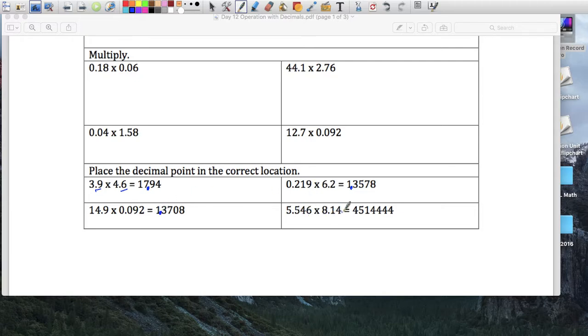1, 2, 3, 4, 5. These 2 numbers being multiplied have 5 decimal places, so I need my answer to have 5 as well. 1, 2, 3, 4, 5. And I wonder if I can, there you go. Okay.